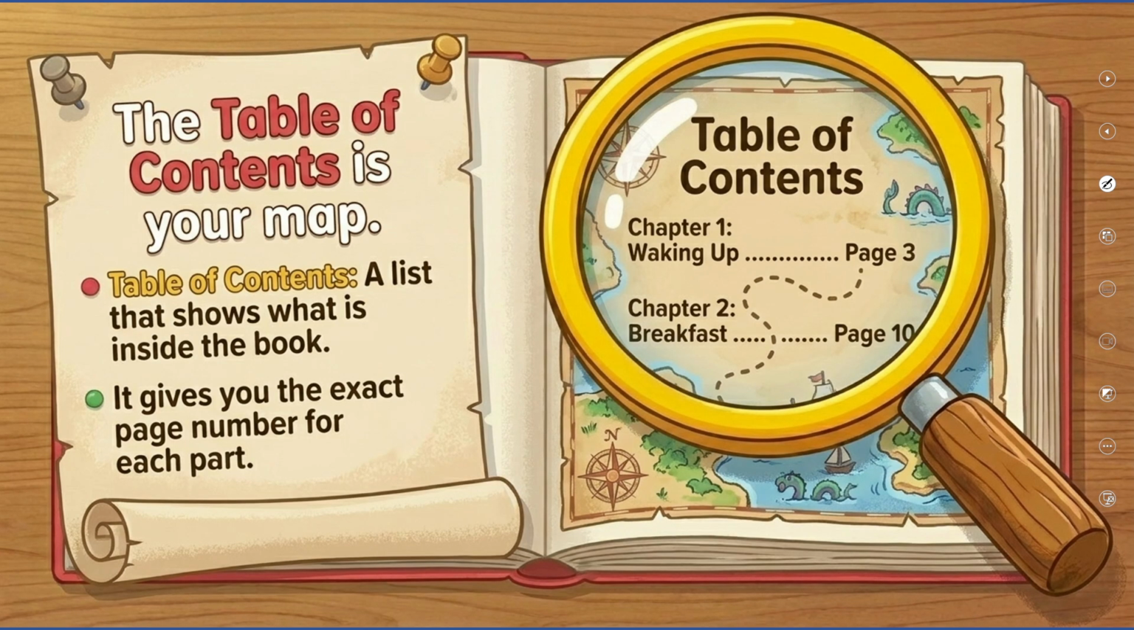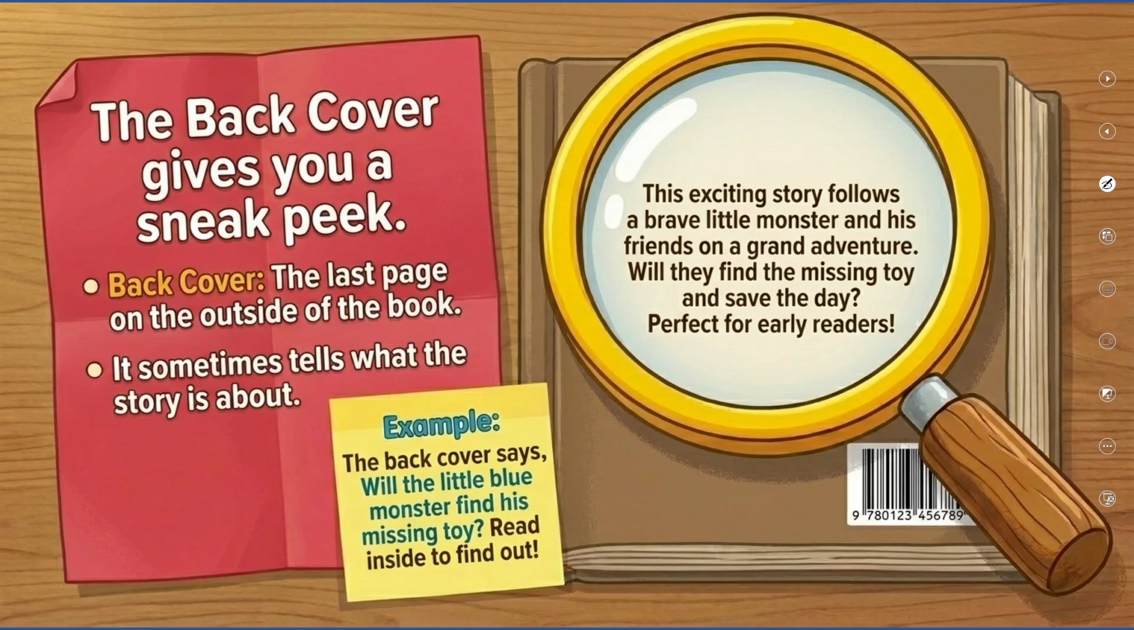Now, what is the table of contents? Every book has a table of contents which shows the number of chapters and the page number where you can find that chapter. This is called the table of contents and it has all of the chapters you will be learning in the story.